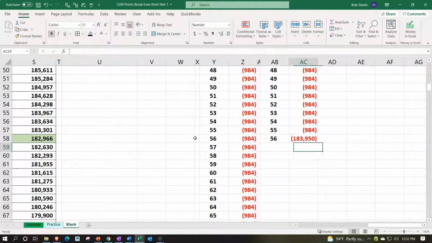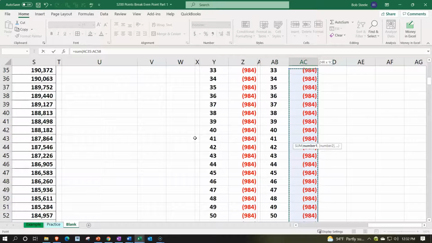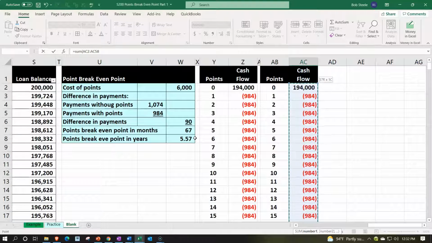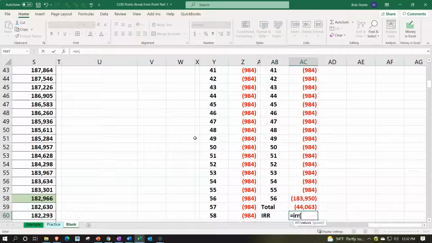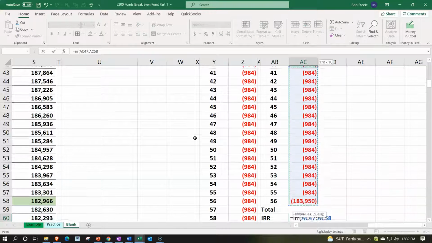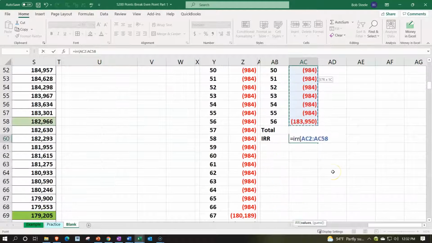So there we have that. If we total this up, total, and sum this up equals the sum, we then are going to get the total cash flow of that. If we take the IRR equals the IRR of the cash flow column, that would give us, if we did this, a monthly amount.